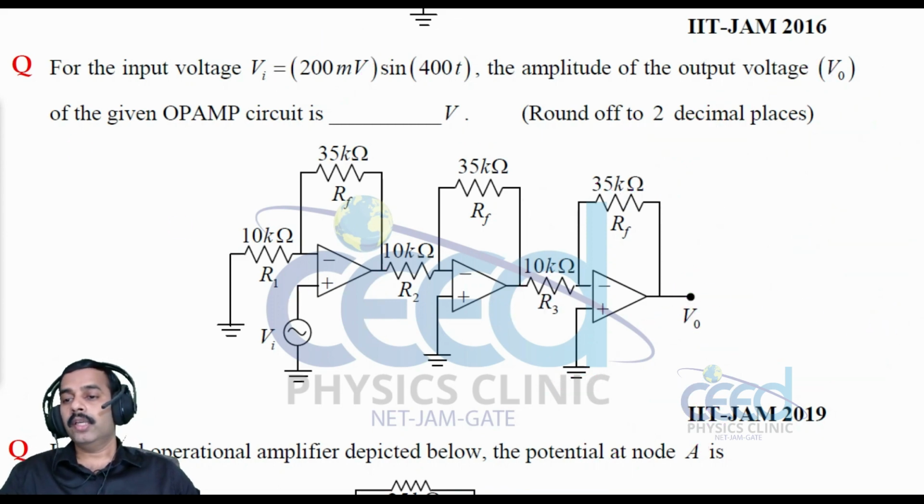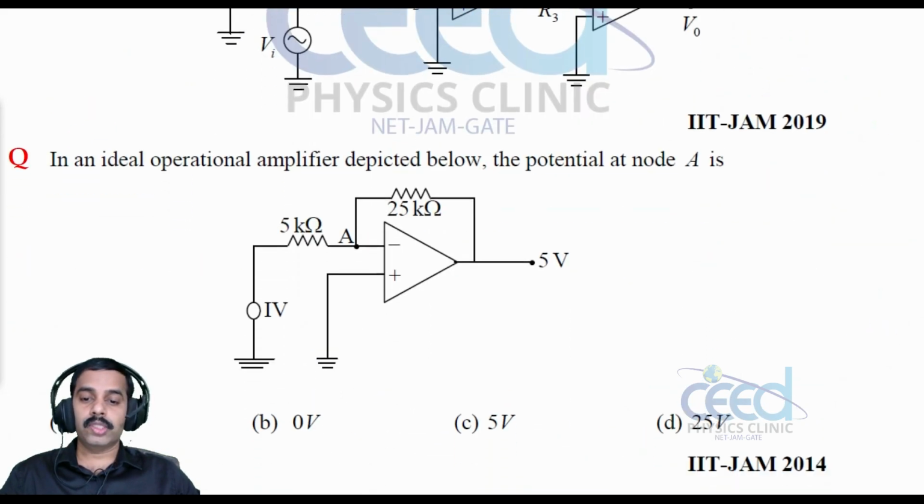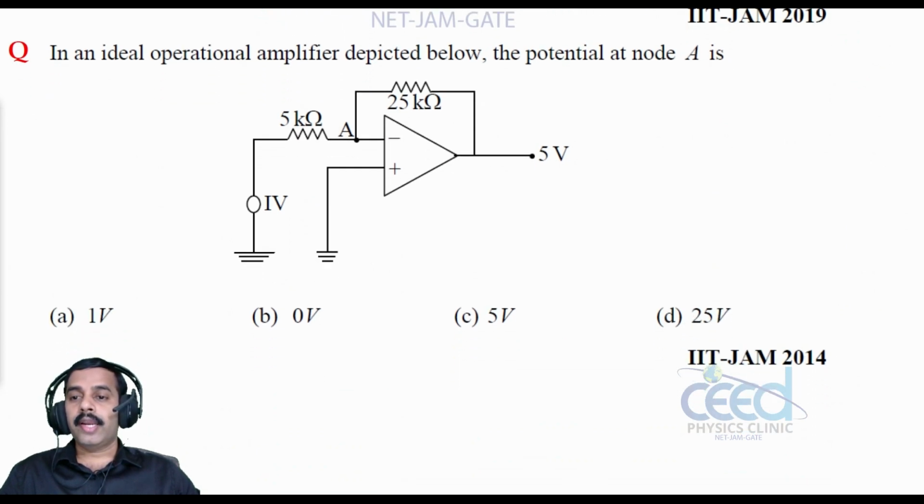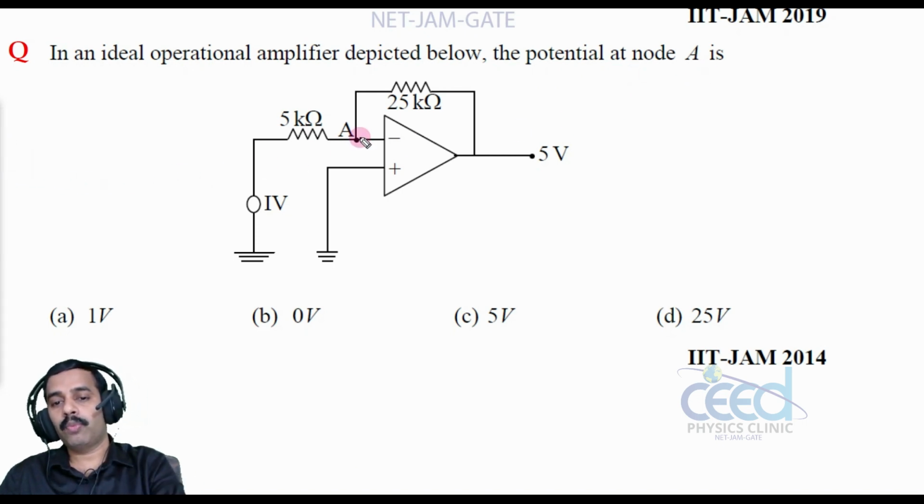All right. Now let us come to another question. An ideal operational amplifier is depicted below. The potential at node A is. So we need to solve the potential at this point. It is a very simple question. We already know this terminal is connected to ground. The non-inverting terminal is connected to ground, so here the voltage is 0 volt. By the principle of virtual ground, for any operational amplifier, this end also has the same voltage, right?